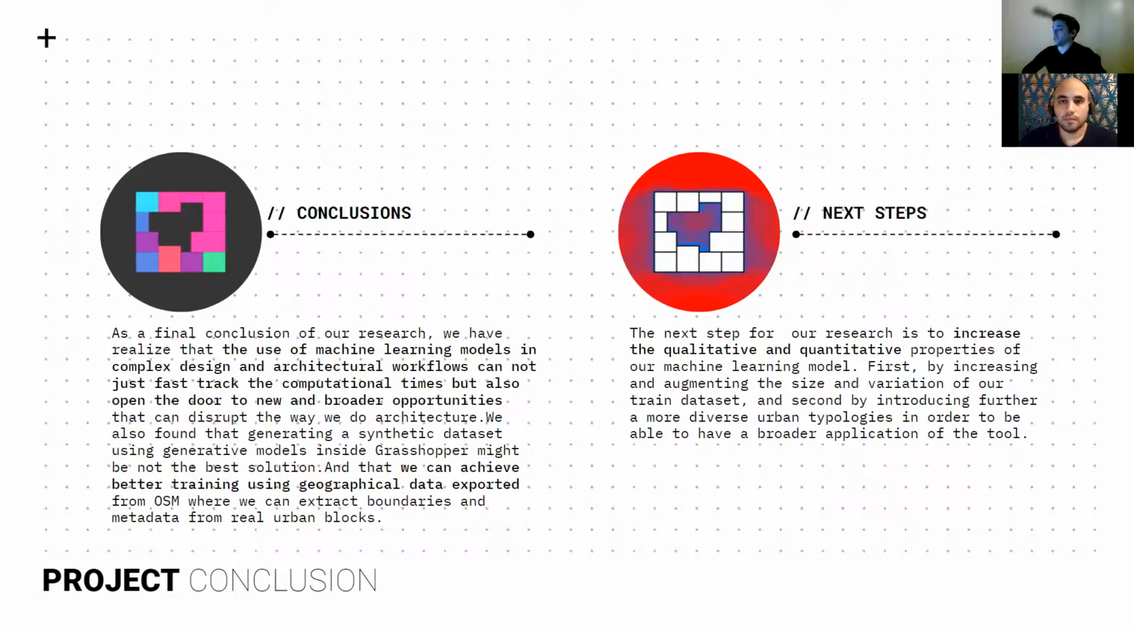And as future steps for our research, we definitely want to increase the qualitative and quantitative properties of our machine learning model, meaning not just increasing or augmenting the size and variation of the training data set, but also introducing further and more diverse urban typologies. So then our model can be implemented in a greater variety of urban cases.